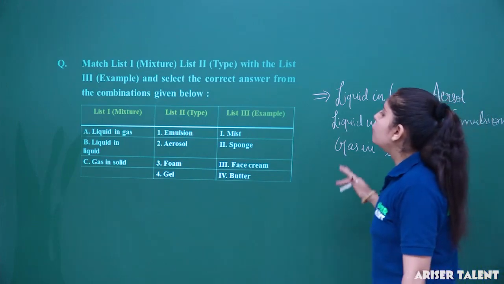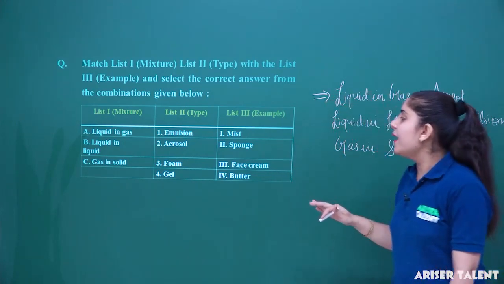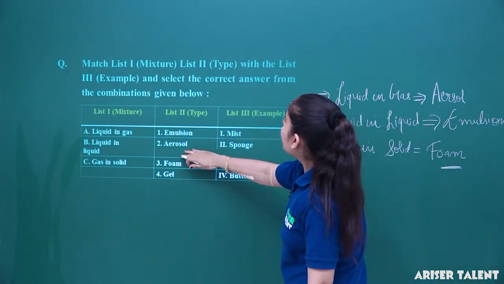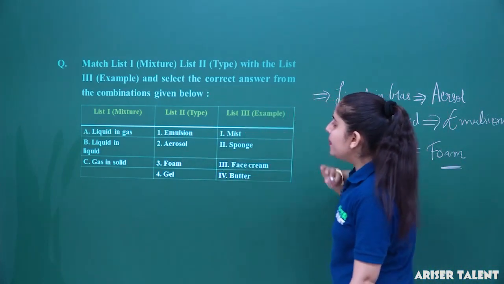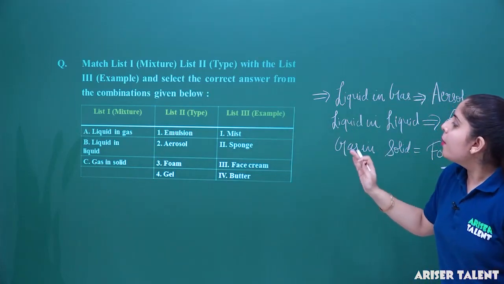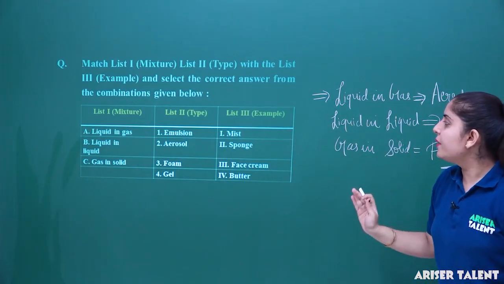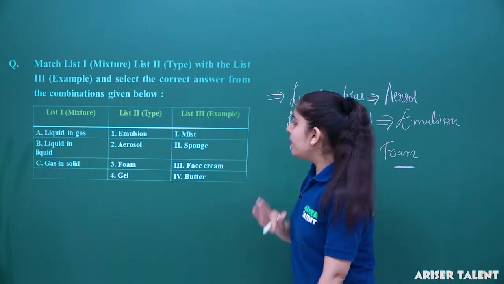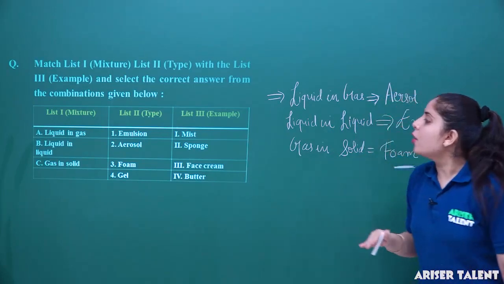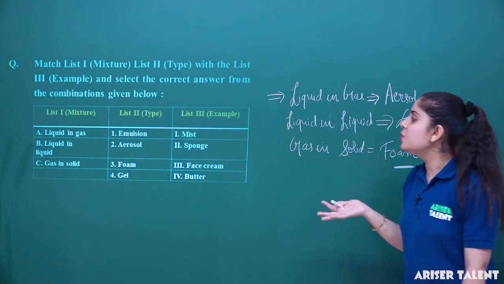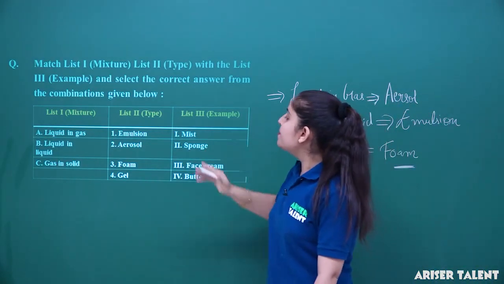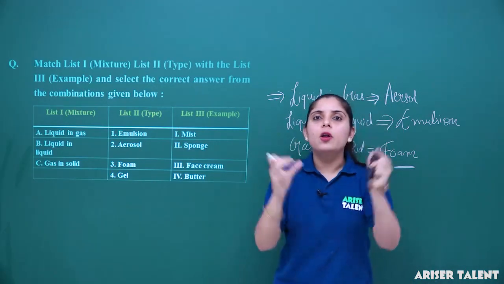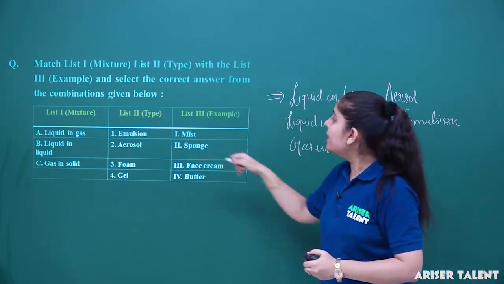Now you can see the examples here. If I am talking about aerosol, aerosol will be our mist. If I am talking about emulsion, it is liquid and liquid, and the example is our face cream. And if I am talking about gas in solid, it will be in the form of a sponge, because in a sponge you have seen that gas is dissolved in the solid phase. So, here are the examples.